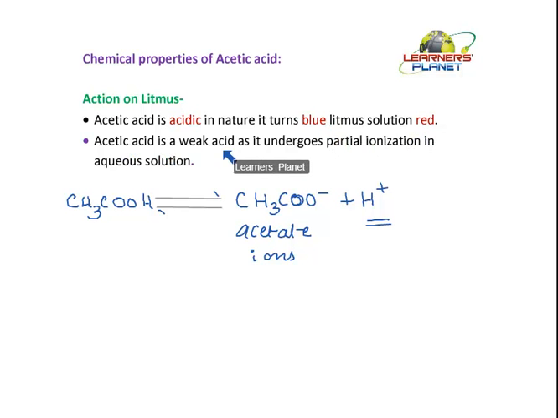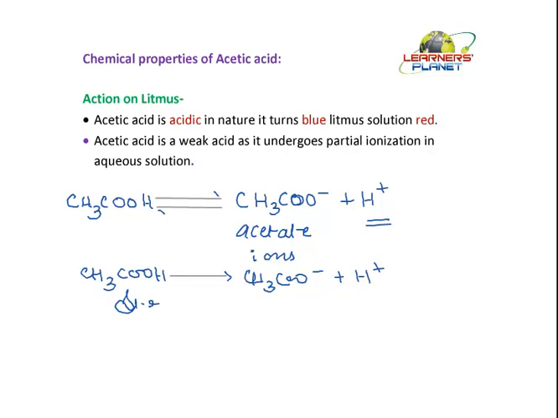Now your acetic acid is a weak acid as it undergoes partial ionization in solution. So this is undergoing what? Partial ionization. This is not complete. Had it been CH3COOH ionized like this, into CH3COO minus plus H plus, it would have been a strong acid. But is it ionizing like this? No. So it is a weak acid. It undergoes partial ionization. So that is why organic acids are weak acids.